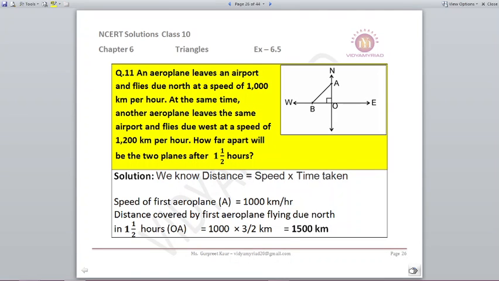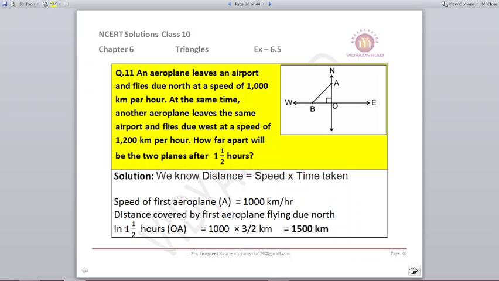Question number 11. An aeroplane leaves an airport and flies due north at a speed of 1000 kilometers per hour. At the same time, another aeroplane leaves the same airport and flies due west at a speed of 1200 kilometers per hour. How far apart will be the two planes after 1.5 hours?